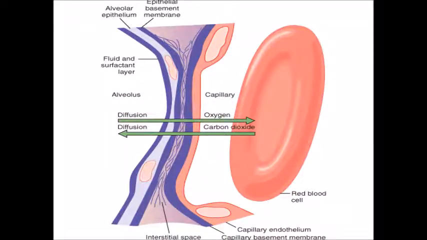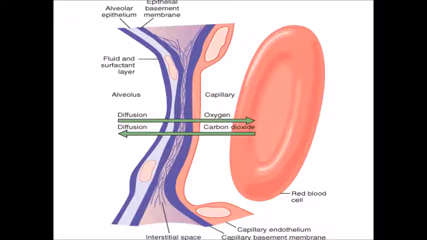Now this is a cross sectional view of respiratory membrane. There are 6 layers visible here. So gas like oxygen and carbon dioxide must pass through these 6 layers between air and blood. Oxygen is going from alveoli to RBC and carbon dioxide is going from RBC to alveolar air by simple diffusion.